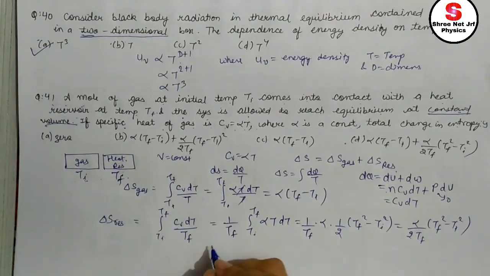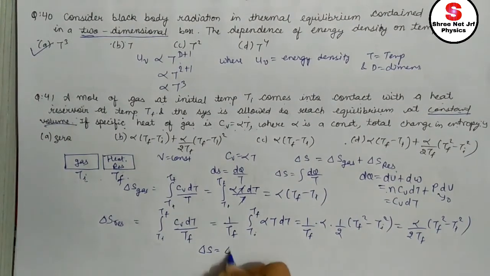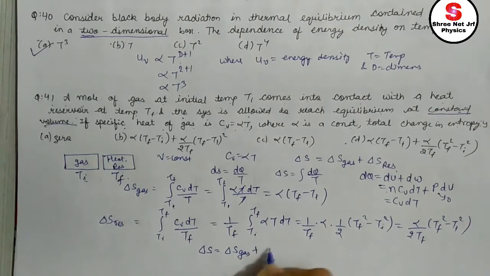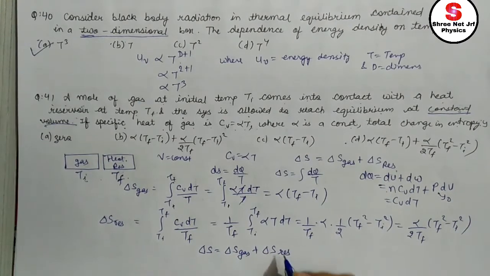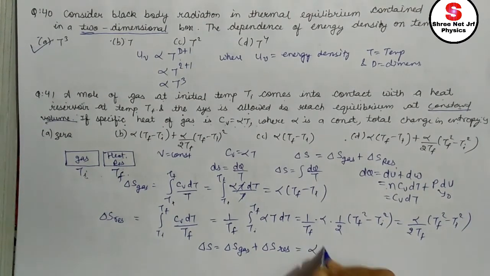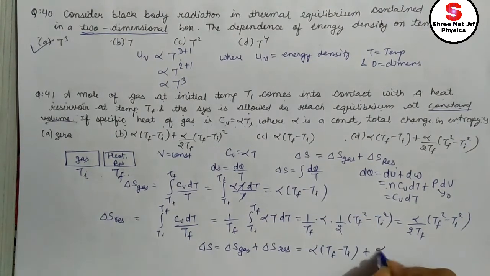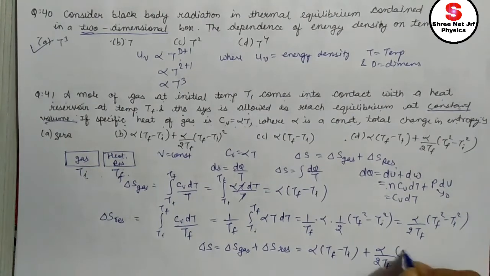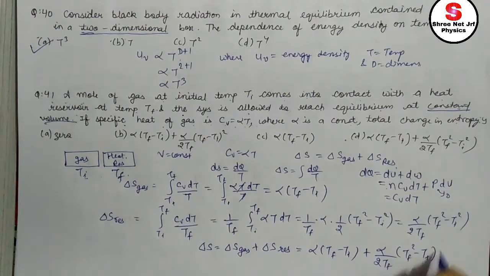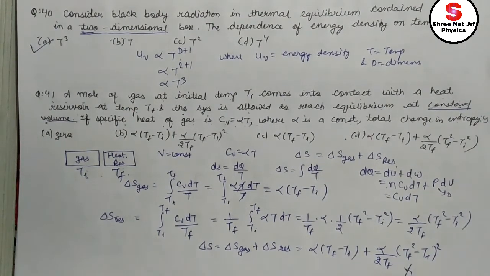So the total change in entropy delta S is given by delta S gas plus delta S reservoir, which is equal to alpha times Tf minus Ti, this one, plus alpha divided by 2 Tf times Tf square minus Ti square. Okay, so option D is our right answer.